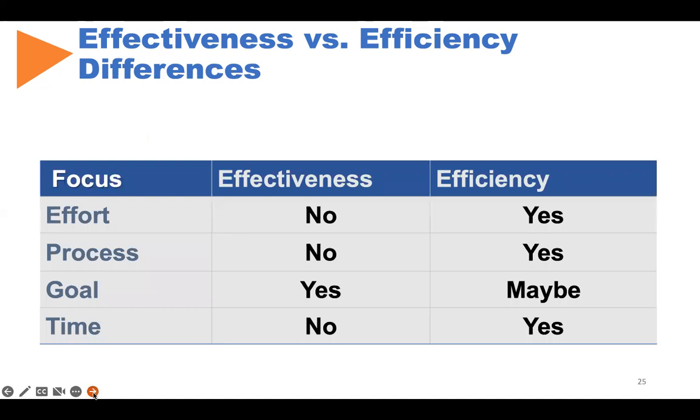If we take a look at the foci of effectiveness versus efficiency, we can look at effort. When we talk about efficiency, yes, we would use the least amount of effort possible. For effectiveness, ideally, of course, we would do that, but that is not the focus. For process, it's the same thing. Standardize routine processes, automation: for efficiency, absolutely. Again, that is not a focus for effectiveness. Goal accomplishment, absolutely. When we talk about effectiveness, that is what effectiveness is all about. It's about setting a goal and making sure you meet and accomplish that goal.